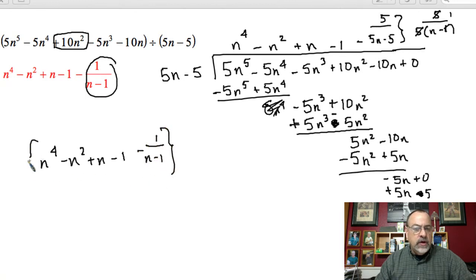Okay, so what does that tell me about 5n minus 5? It tells me that 5n minus 5 is not a factor of this polynomial. So again, the division is the test for determining if something is a factor of another number, and this is doing long division with polynomials.